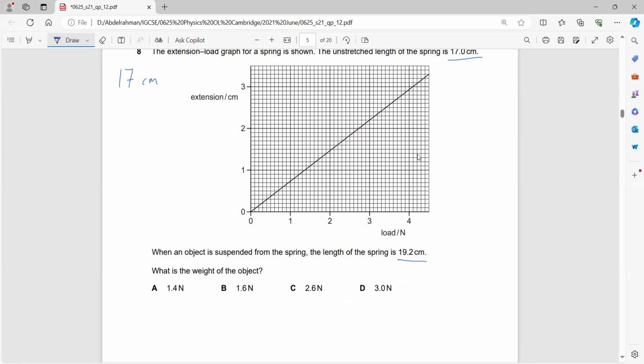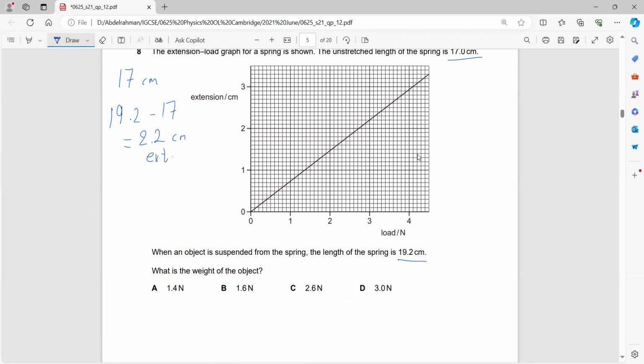This would be quite easy. We have an extension load graph. Now, the length of the spring is 19.2 centimeters. How can I find the extension of this spring? Someone's saying you should subtract 19.2 minus 17. Yes, this is correct. First of all, 19.2 minus 17 is 2.2 centimeters. This is the extension.